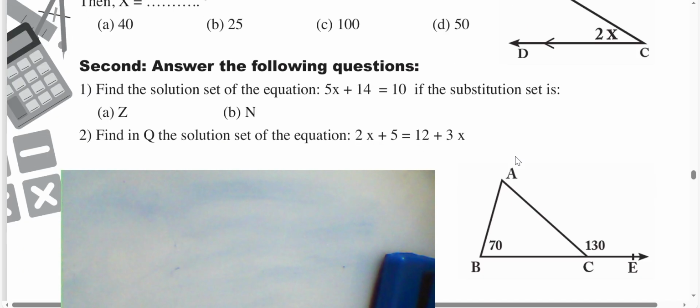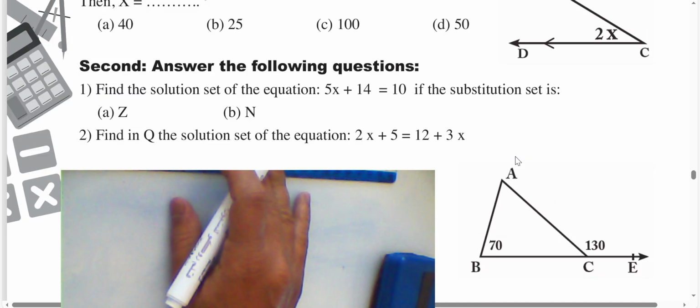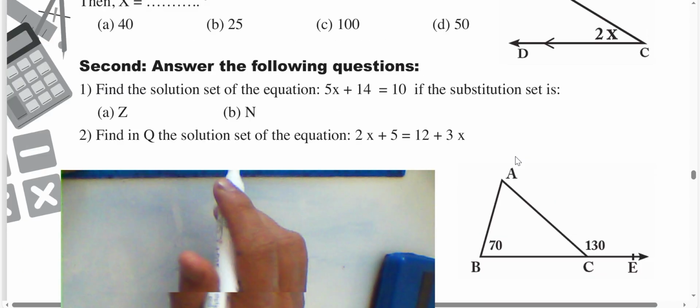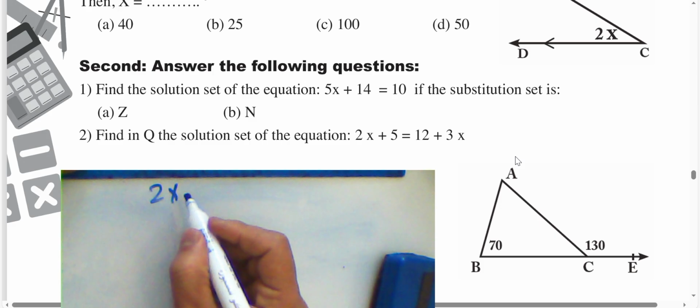Next question. Find the solution of this equation in natural number. We have 2x plus 12.